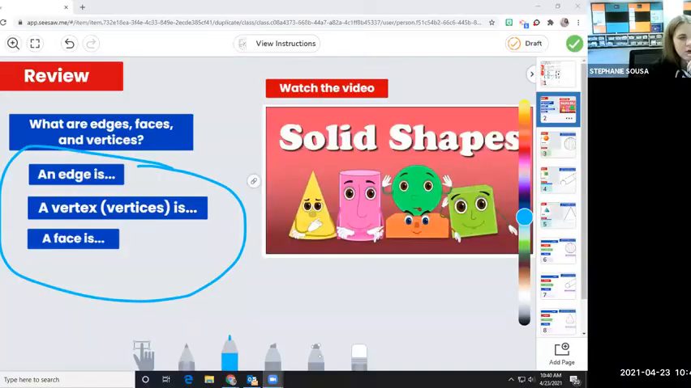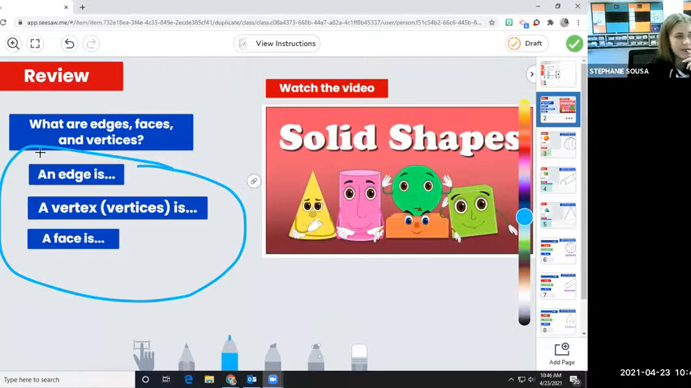All right. You are going to hop into your breakout rooms, and I want you to tell your partner what we showed you on slide 2. What are edges, faces, and vertices? Okay, discuss with your partner. Be ready to share out your definition. Use your notebooks when we get back.